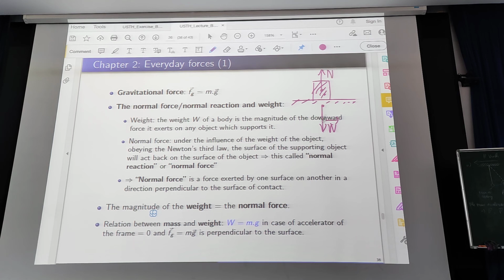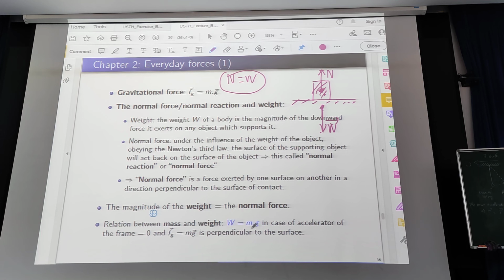And this force obeys the third law of Newton. So the magnitudes are the same. And this is the weight. The magnitude of the weight equals the normal force, and they point in opposite directions. The normal force acts on the object, and the weight acts on the floor which supports the object. Okay?